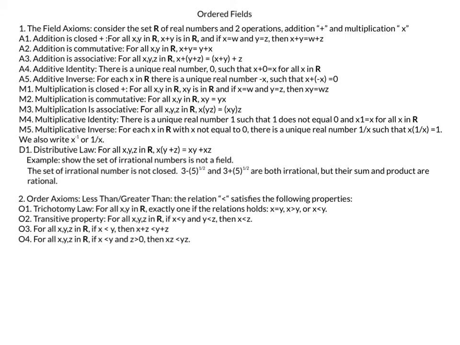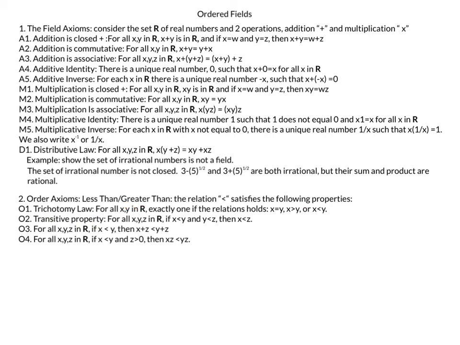I moved that example here to give us more room. So next are the order axioms, and that is less than or greater than. The relation satisfies the following properties. First is the trichotomy law. So the idea is if you have two numbers, when you want to compare them, they're going to be one of these three relations. Either they're going to be equal, x is greater than y, or x is less than y. So three different relations you can have on two real numbers.